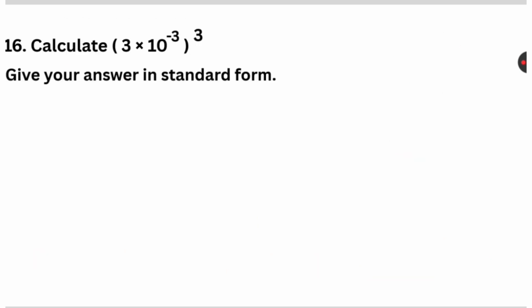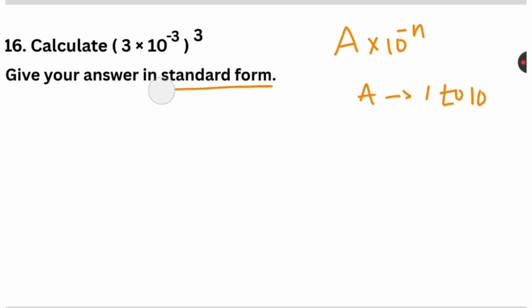Calculate 3 times 10 raised to power minus 3, whole raised to power of 3. Give your answer in standard form. What is the standard form? It is in the form of a times 10 raised to power of n. Here a should be in between 1 and 10. Our answer should be right in terms of standard form.